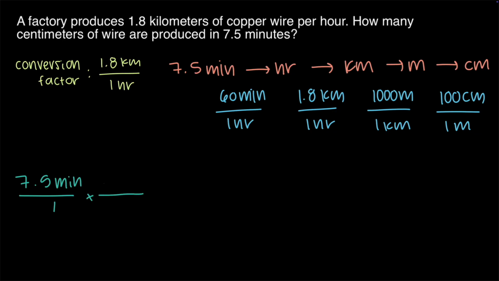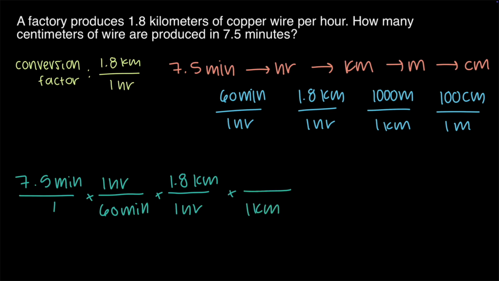In the next fraction, we put 60 minutes on the bottom and 1 hour on the top. In the next fraction, we put 1 hour on the bottom and 1.8 kilometers on the top. In the next fraction, we put 1 kilometer on the bottom and 1,000 meters on the top. In the next fraction, we put 1 meter on the bottom and 100 centimeters on the top.